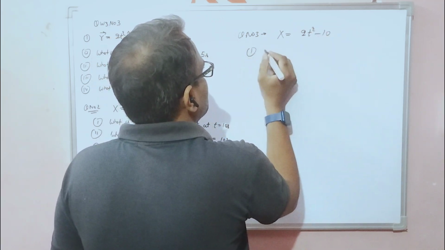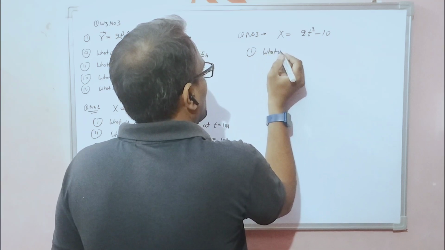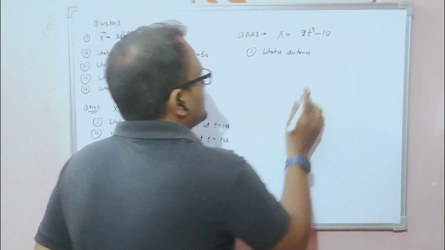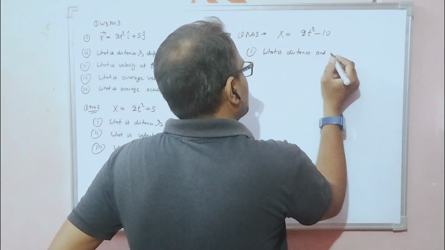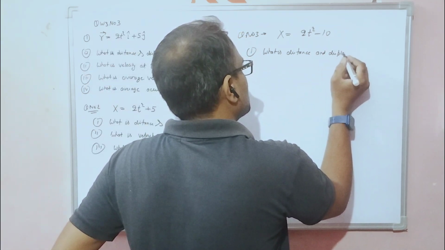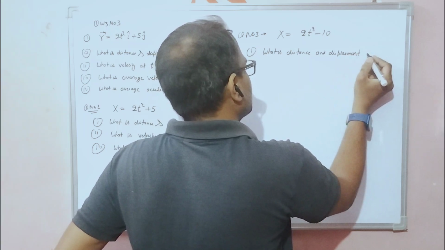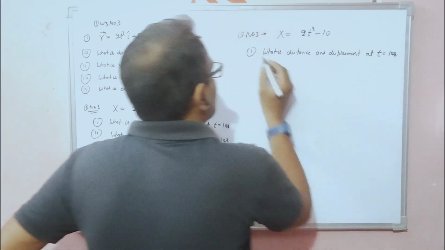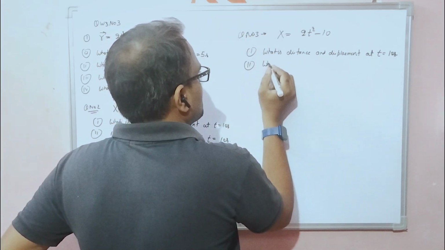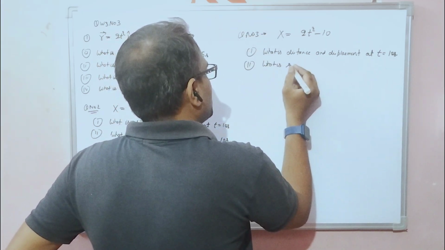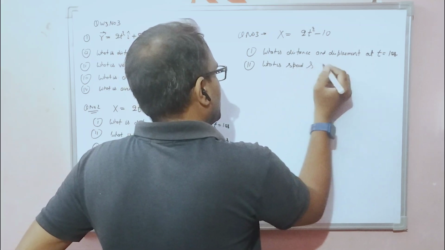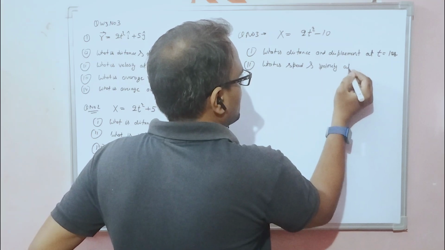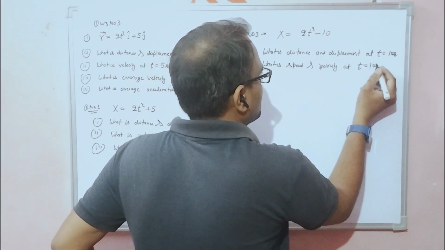Now the third question of quiz number 3 is, let's assume x equal to 2t square minus 10. The first part is, what is distance and displacement of object at time t equal to 10 seconds. B part is, what is speed and velocity at time t equal to 10 seconds.